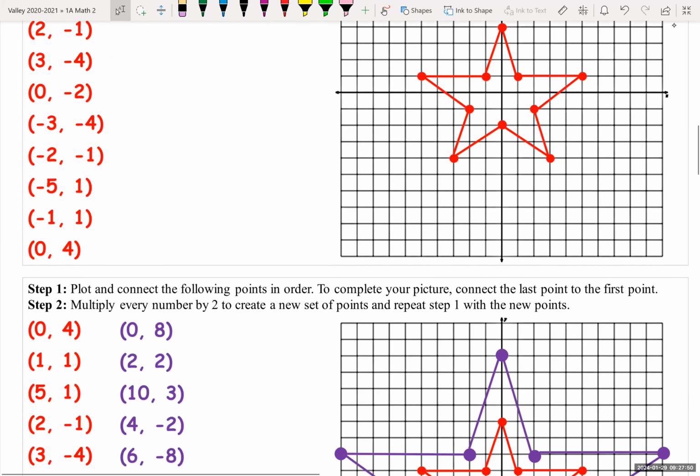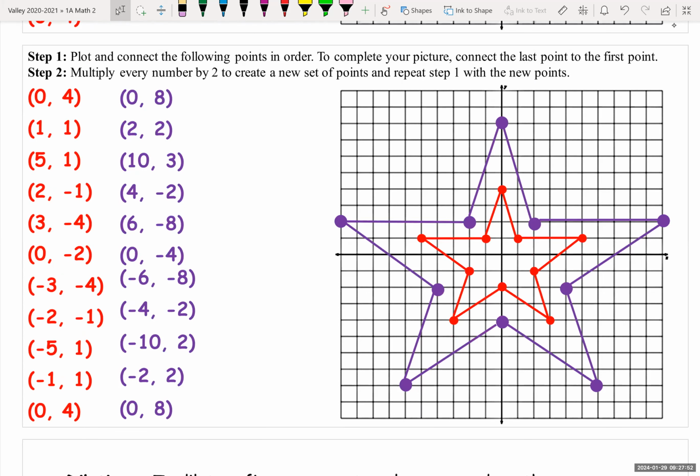So this is what you should have on your paper for the second picture, right? Everybody have that? What do you notice about these two shapes? What do we notice about the two shapes? Anything at all? They're the same, except for what's different? The size is all, right? So they're exactly the same shape, but the size is different. That is called a dilation. So that's what we're doing today.